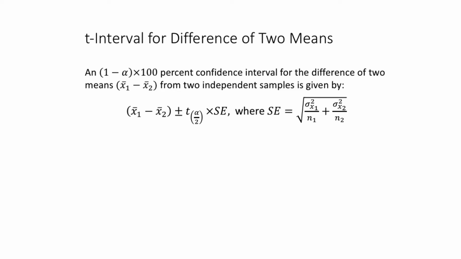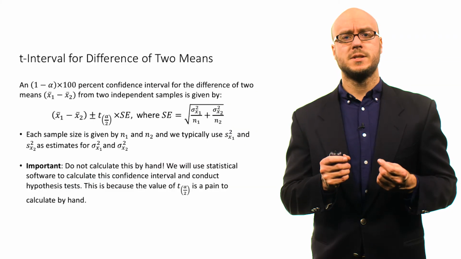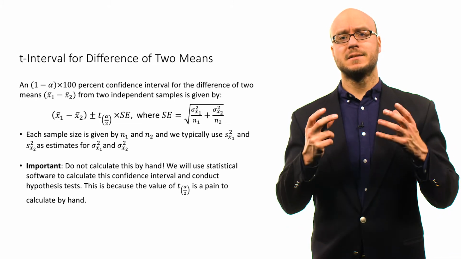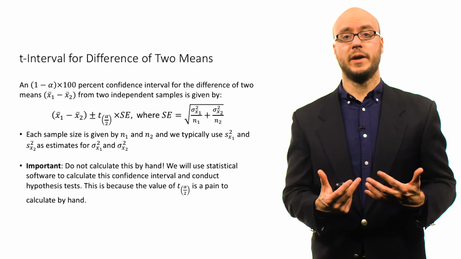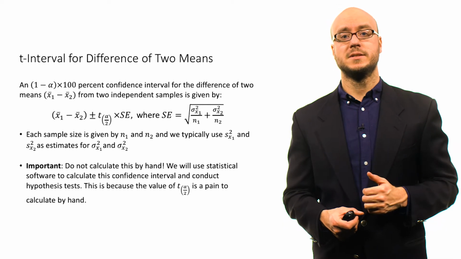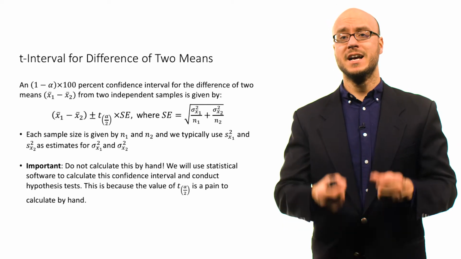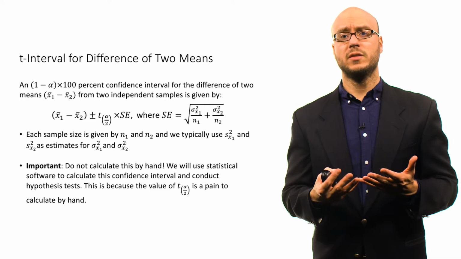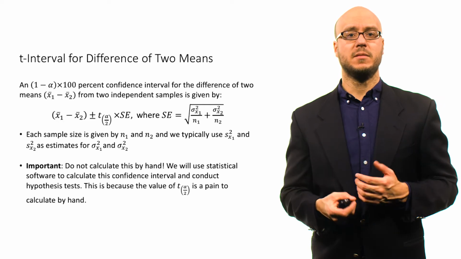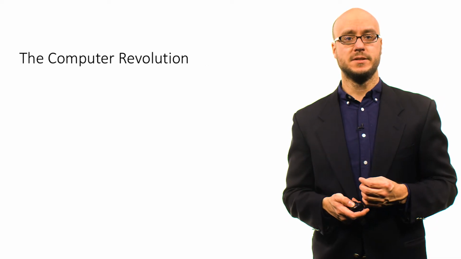The key point here that we want to emphasize is don't calculate this by hand. We're going to use statistical software to calculate this confidence interval and conduct hypothesis tests. The reason for this is that the value of t alpha divided by 2 is really a pain to calculate by hand. It's important that you understand substantively, however, what's going on. It's similar to what we've been doing before in the sense that you have a point estimate plus or minus t alpha divided by 2 times the standard error. The standard error is a little bit different, but intuitively, it's really just adding up these two variances and dividing by their respective sample sizes.